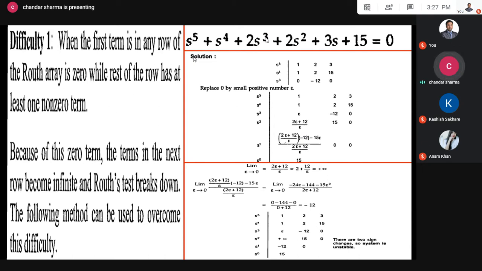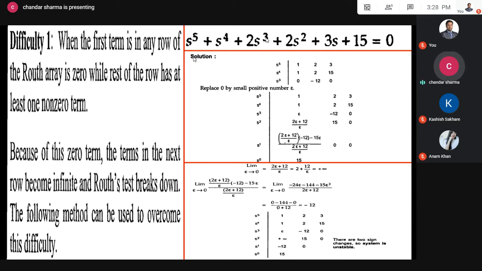After calculating the new characteristic equation, again we have to apply the Routh stability criteria, or construct the Routh array, but in the x plane or z plane. And if there is not even one sign change, then the system is stable, and if there is a sign change, then we can say the system is unstable.